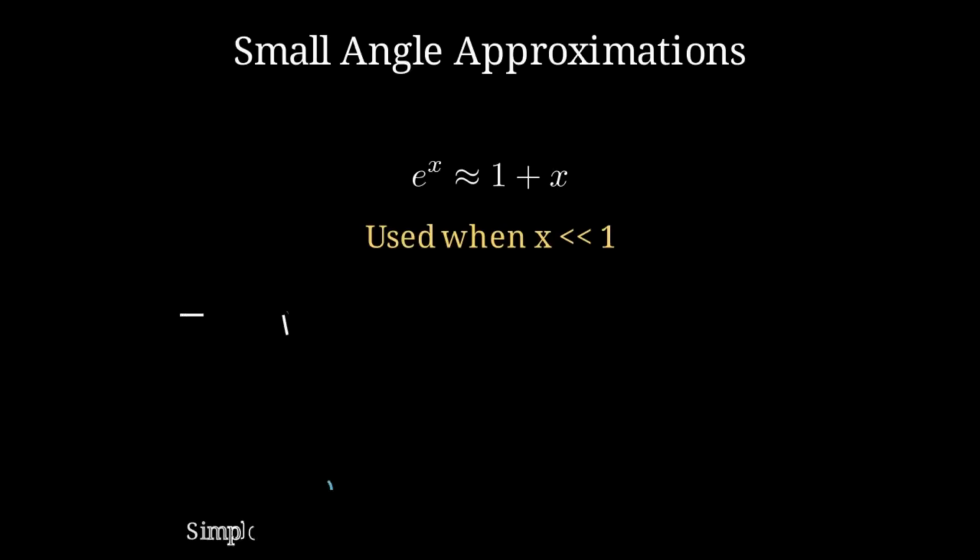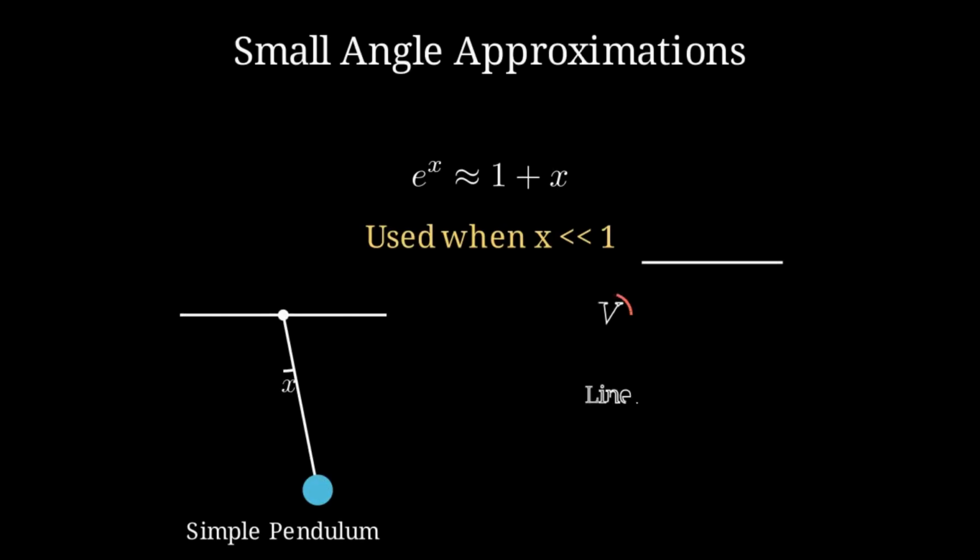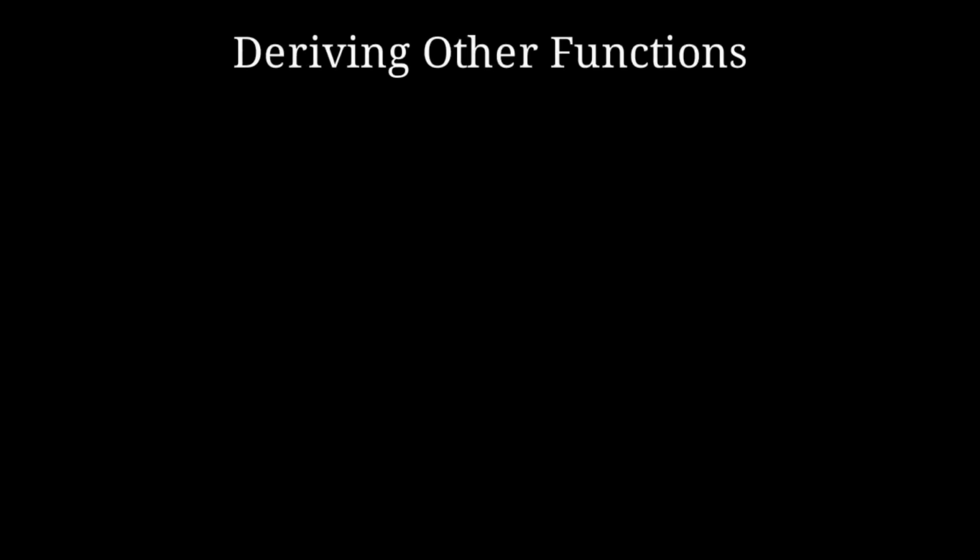In engineering, we often use small signal models. If x is very small, we can ignore the x squared and higher terms entirely. This leaves us with the linear approximation 1 plus x, which is much easier to use in real-time calculations for sensors or control systems. Taylor series are mathematically robust.